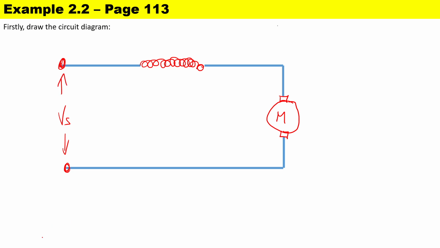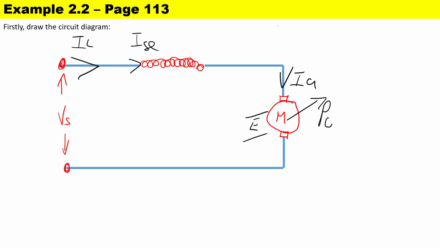For a motor, it's important to note it is drawing current from the supply. The same current passes through the series winding, and most of the current gets drawn by the armature. So that is the armature that produces the EMF, and for a motor, it's mechanical out and electrical in. Now, we always use the input power for our calculations.